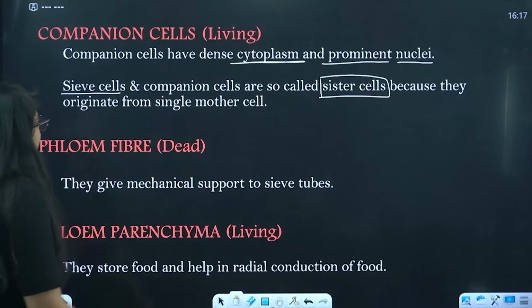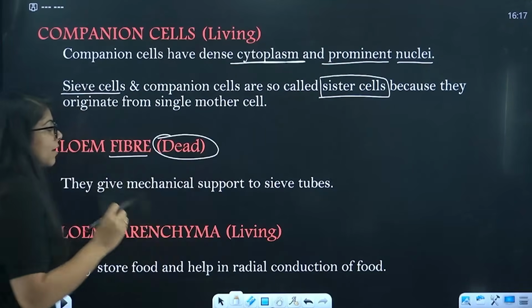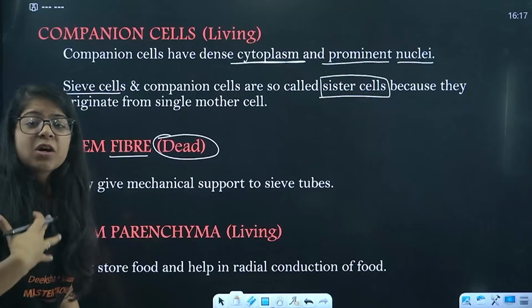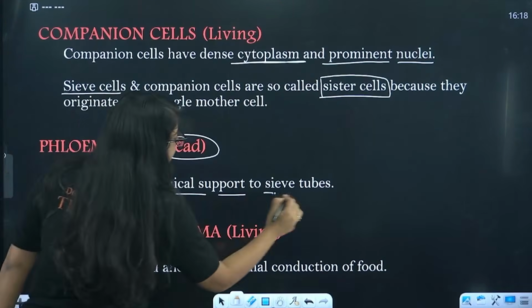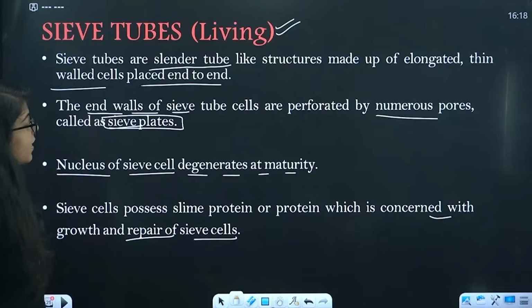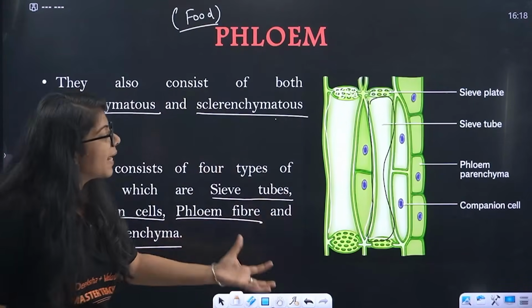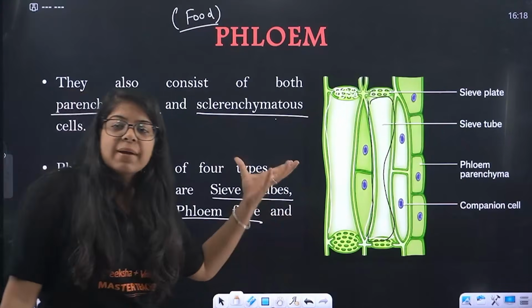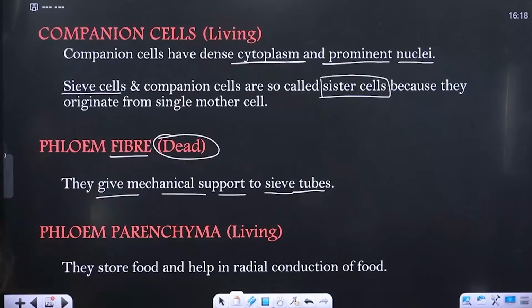Okay, then beta, we have phloem fiber. Now this is dead. Phloem fiber is dead. Why? Because it just gives mechanical support to our sieve tubes. These are our sieve tubes. To give them mechanical support, phloem fiber is there, and that's why it is dead.